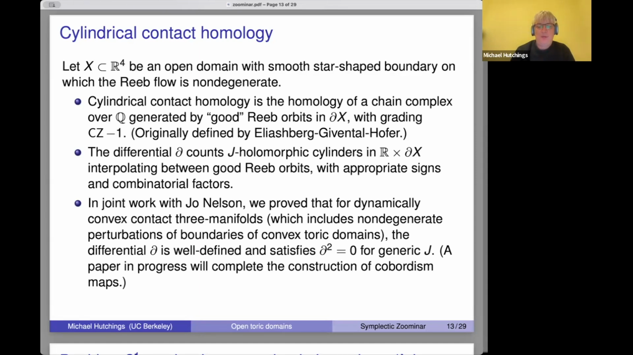0 for generic J. There's one paper we still need to finish to prove all the invariance properties you want with coordinate maps. So we did this completely in the hypertight case when there are no contractible Reeb orbits at all, which won't help us today. And then in the dynamically convex case, you have to add one correction term with a bit of obstruction bundle gluing.